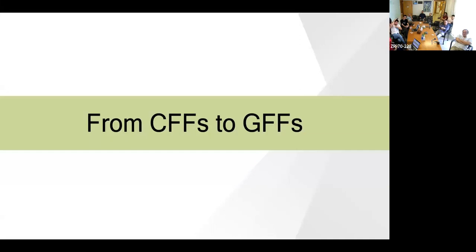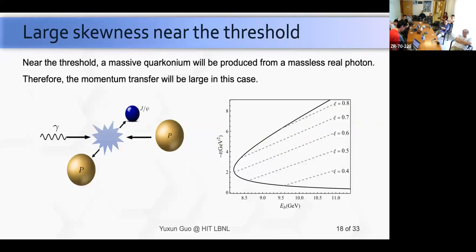That is, can we go from the constant form factor to gravitation? So this is what I just talked about. Let me just briefly recap this. In the case of near-threshold kinematics, if you want to produce a very massive quarkonium in the final state, you actually need a lot of momentum transfer near the threshold. So you have a massless particle and produce massive particles, and this is the kinematic coverage of that.